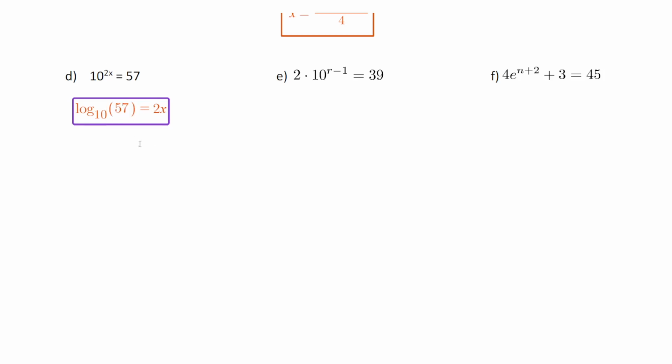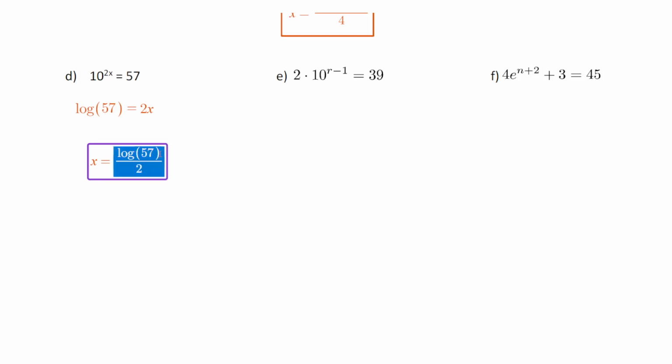Typically with your common log, you're not going to write 10 here, so I'm just going to delete that. So log 57 equals 2x, and if I divide both sides by 2, I'm going to end up with x equals log of 57 divided by 2. This top number is irrational. It'd be like if we had the square root of 57. There's nothing really we can do to simplify that further, so we're just going to leave that alone, and there's our answer.